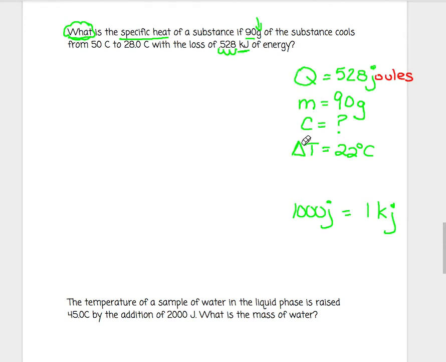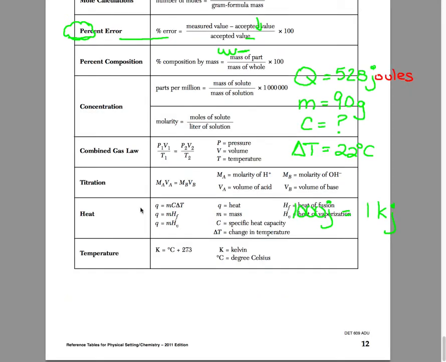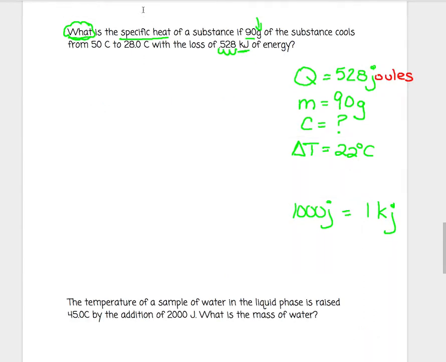Alright, so I have a bunch of given information here, and now that I have it written as givens, I can go back and look at my reference table. Q I have, M I have, C I'm looking for, specific heat, and delta T I have. So now I know what formula I'm using: Q equals MC delta T. I'm going to write that formula down on my paper so that I don't forget it.